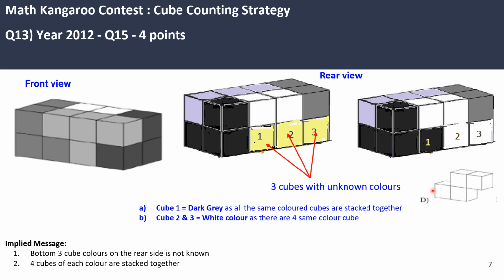Now if you look at option D, we see that it's the mirror image of the rear view, because all the options which have been provided to us are the front image. So if you look at this derived image here and try to imagine how it would look from the front, it would match option D. So that's my answer for this question. It's option D.